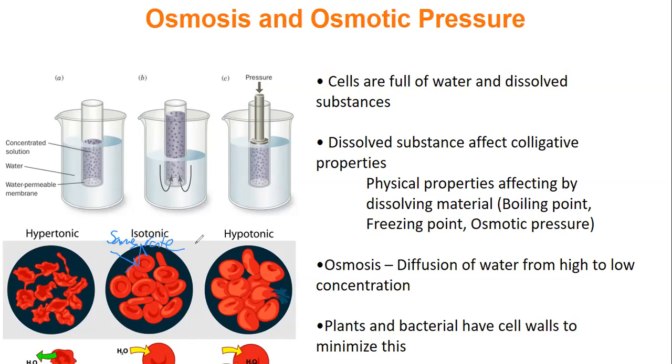While in a hypertonic solution, you have more salt on the outside of the cell than you do inside. So water leaves the cell much faster than it goes in, and you have a shrinking effect. Your cells shrink down. While a hypotonic solution is where you have more salt inside the cells than you do in the water. And so water will go into the cell a lot more than it will leave, and your red blood cells will burst, right?